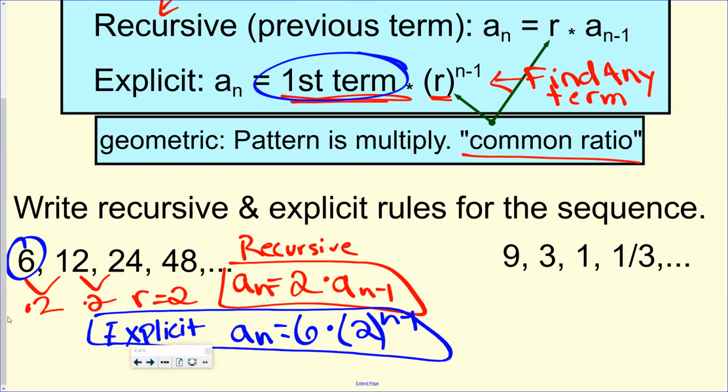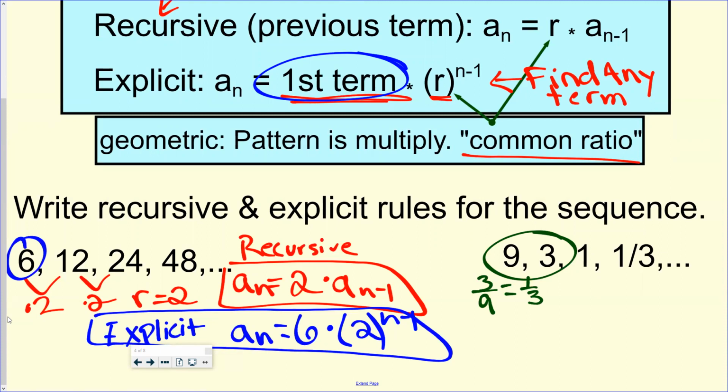Now, not every time will our list of numbers go up. Sometimes they're going to go down. So how do we get our common ratio when it's going down? Well, same thing that we learned before. We can't figure it out by seeing it. We figure it out by dividing the two numbers. 3 divided by 9, that's 1/3. So every time we have to multiply each one of these by 1/3 to get to the next number.